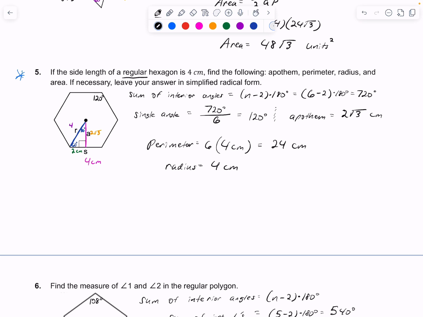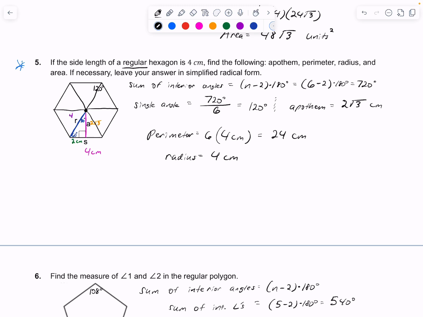All right. And one thing that, if we haven't proved already in class, we can prove it in class: the radius and the side length in a regular hexagon are always going to be the same. You can make the 6 equilateral triangles in all these hexagons if you wanted. Anyway, just something to remember.